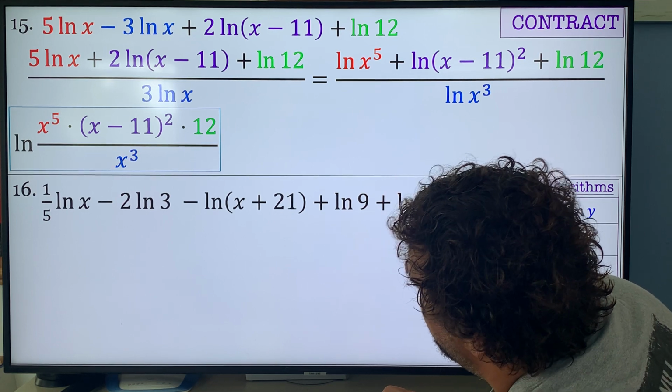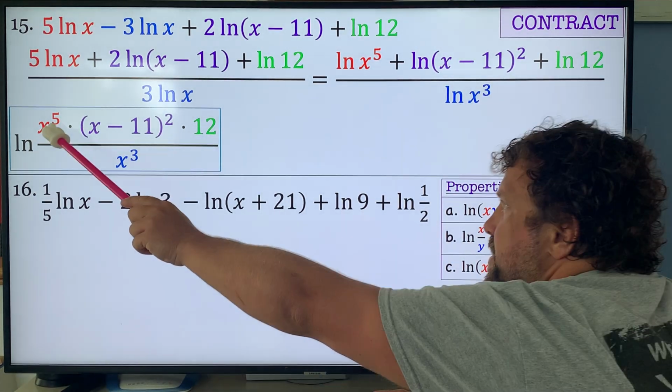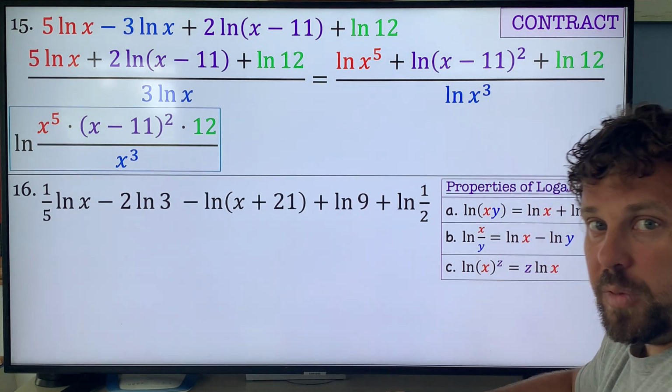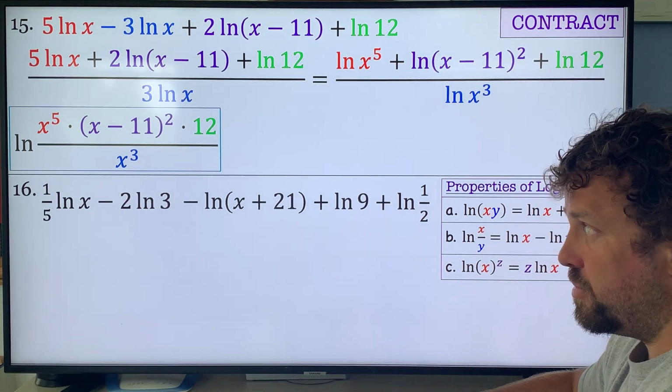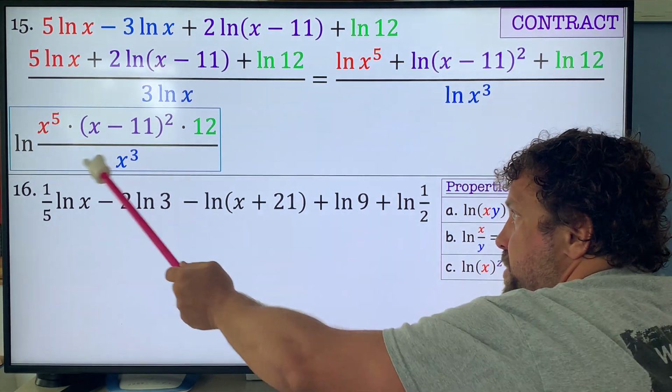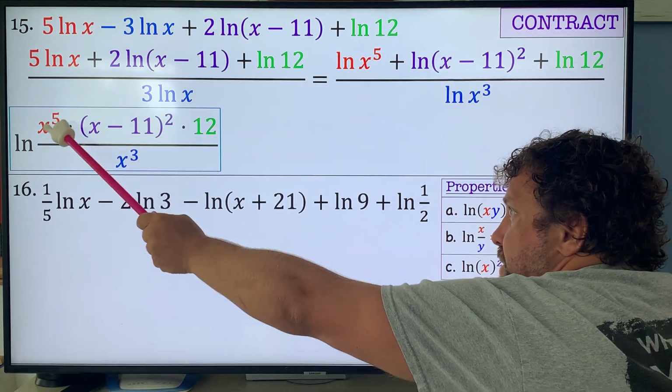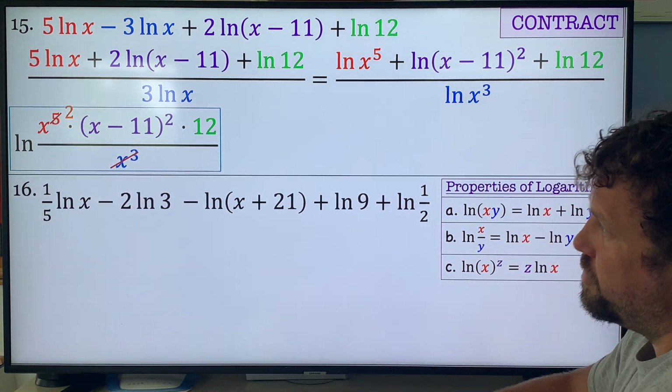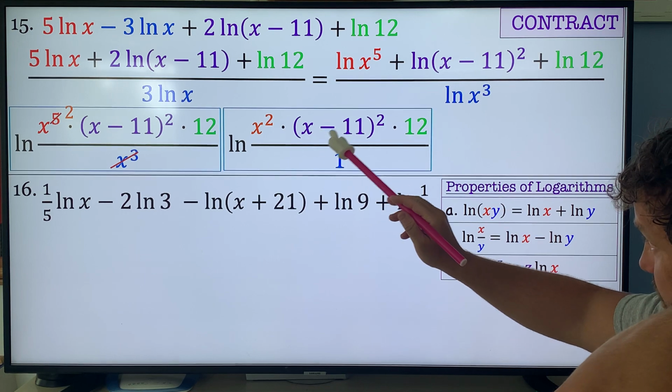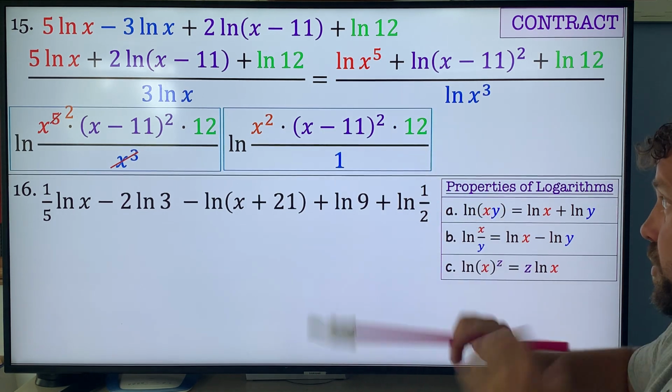Now, what happens here is you have an x to the 5th on top and x to the 3rd on bottom. Remember your reduction? I can take x cubed and x cubed away. 5 minus 3 is left with an x squared up top. So my final answer is x squared, x minus 11 squared, times 12 over 1.